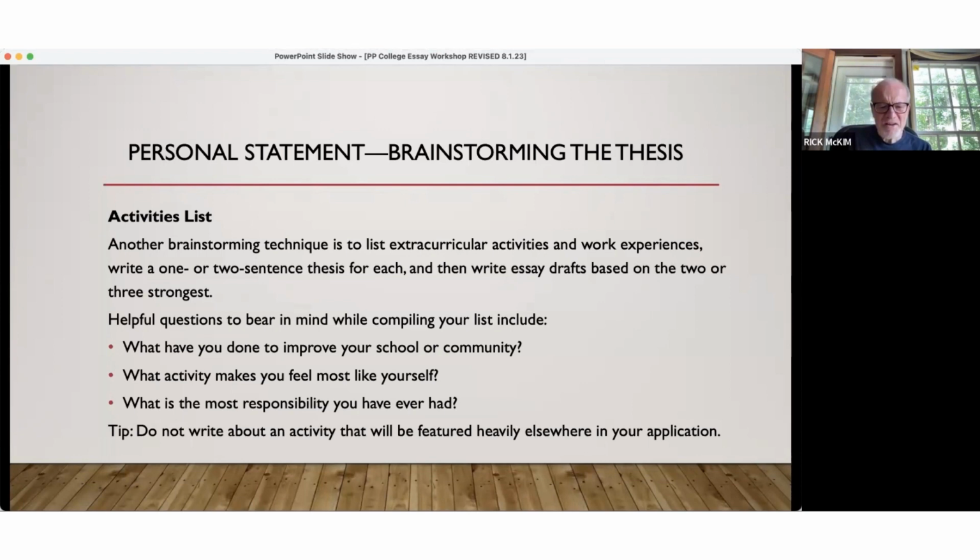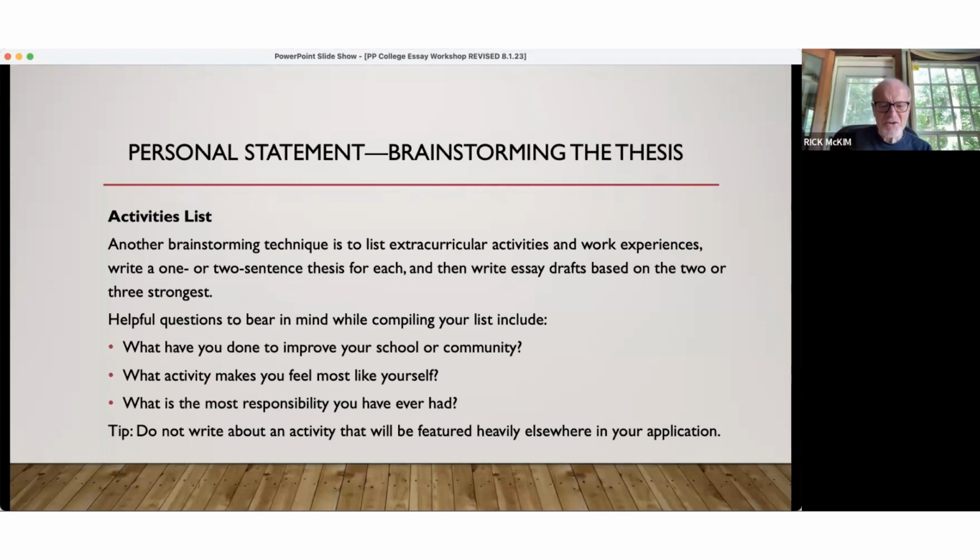JFK once said, as we know, ask not what your country can do for you, ask what you can do for your country. You should keep in mind a variation on that. Ask not what your college can do for you, ask what you can do for your college.